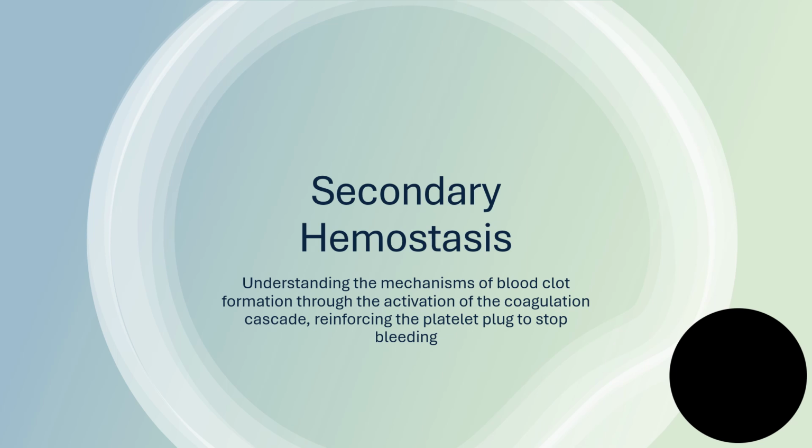Hemostasis requires the interaction of platelets, blood vessels, and coag proteins. This video is going to introduce the contribution that plasma protein systems have to secondary hemostasis. Understanding the mechanisms of blood clot formation through the activation of the coagulation cascade really helps reinforce that platelet plug to stop bleeding. So within this video, this chapter will describe the functional interactions of these procoagulant proteins from the classical perspective of intrinsic, extrinsic, and common pathways.